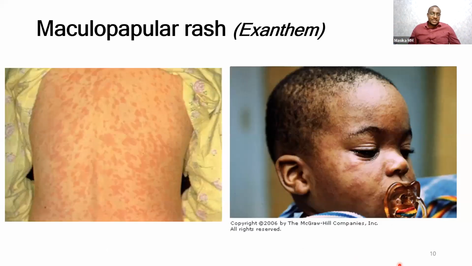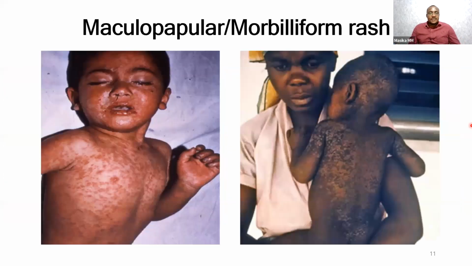This is what we call a generalized maculopapular rash. You can see it in the entire body. This is on a darker skin, and you can see the macules and papules. Basically, some are raised, some are flat, some are wide, some are pinpoint. And more on dark skin, and this is all maculopapular rash. Some people call it a morbilliform rash.